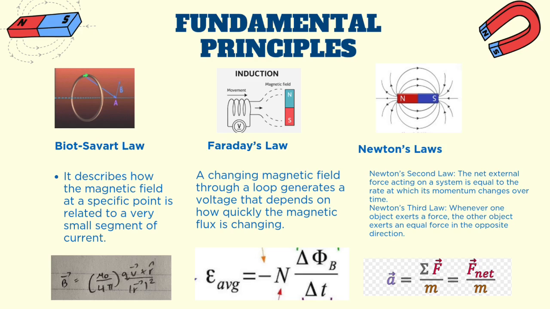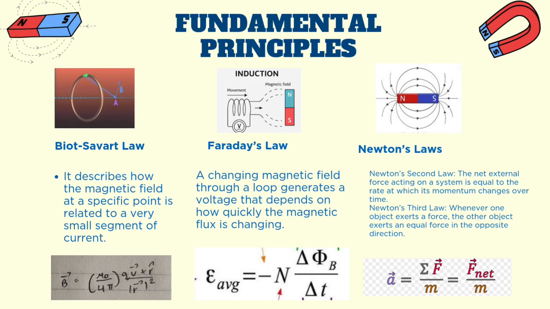So these are some of the fundamental principles that we use in this lab. First is the Biot-Savart law, which describes how the magnetic field at a specific point is related to a very small segment of current. And then Faraday's law, which says a changing magnetic field through a loop generates a voltage that depends on how quickly the magnetic flux is changing.